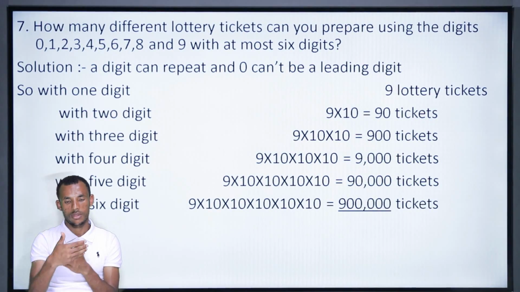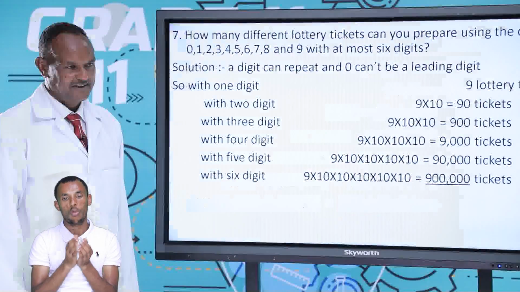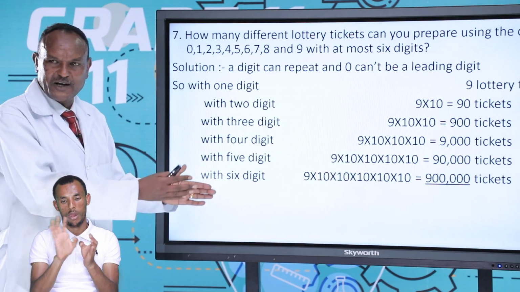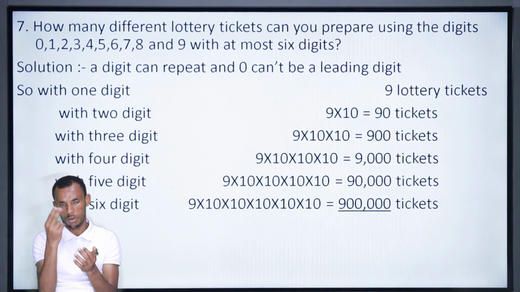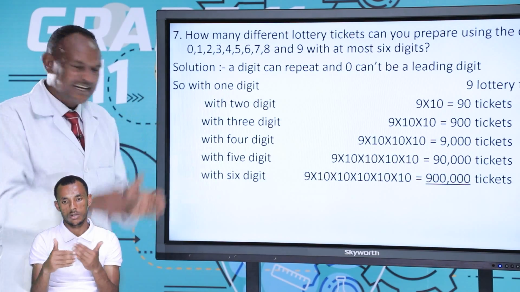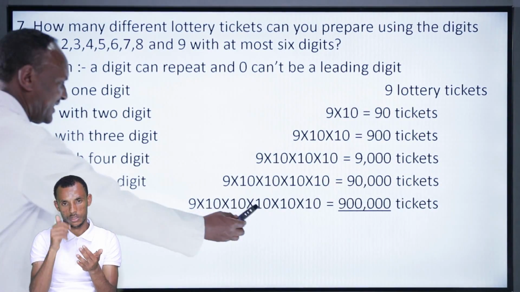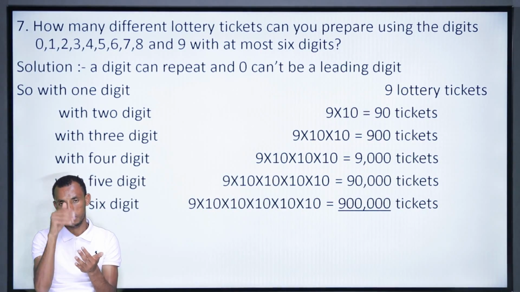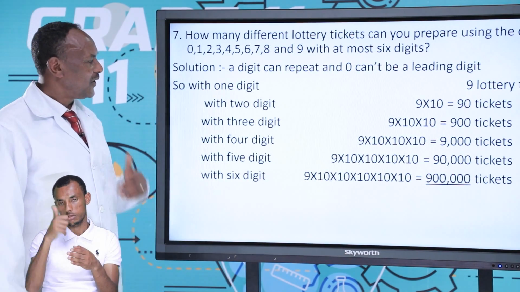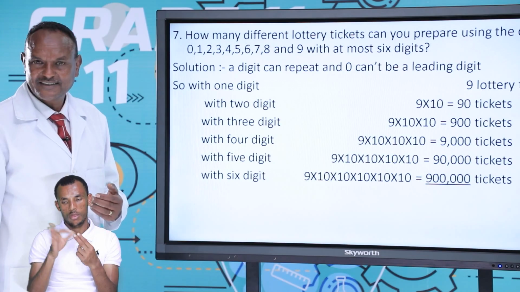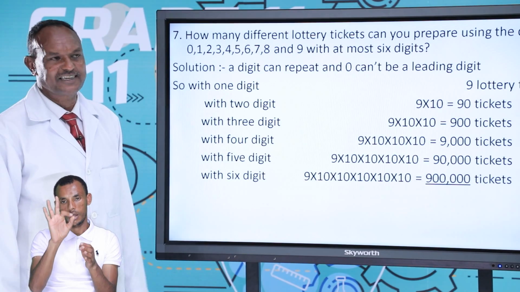Then, the last one. How many lottery tickets can you prepare with 6 digits? A 6-digit number. For the 100,000 place, except 0, you have to select; for the other places you can use any of the digits. So for the 10,000 place 10, thousands place 10, hundreds, tens, and units place, all other place numbers can be selected in 10 different ways each. When I multiply it, I will have 900,000 tickets.